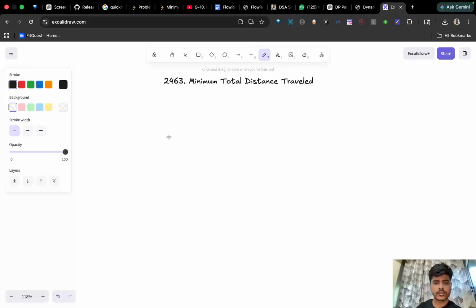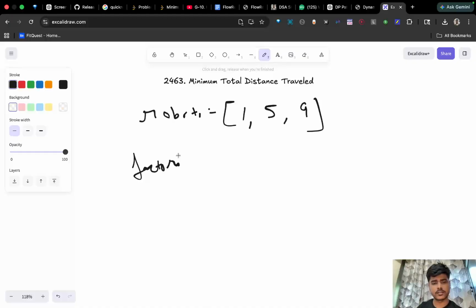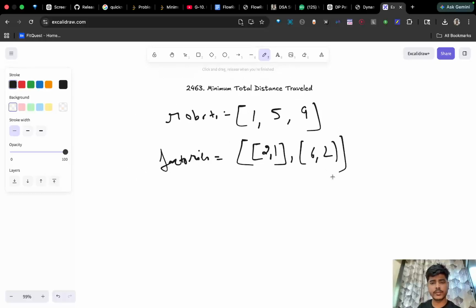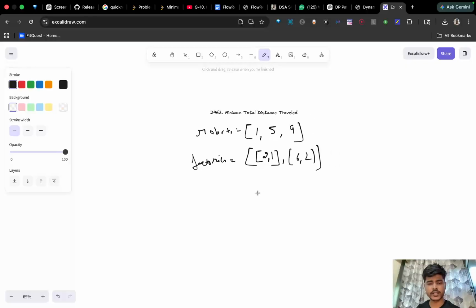fixed. So let's say we have been given robots with positions 1, 5 and 9, and we have been given factories with positions 2, 1, that is factory at position number 2 with limit 1, and 6, 2, that is factory at position 6 with limit 2. Then we have to travel the minimum distance. These three robots need to travel to these factories to get fixed.